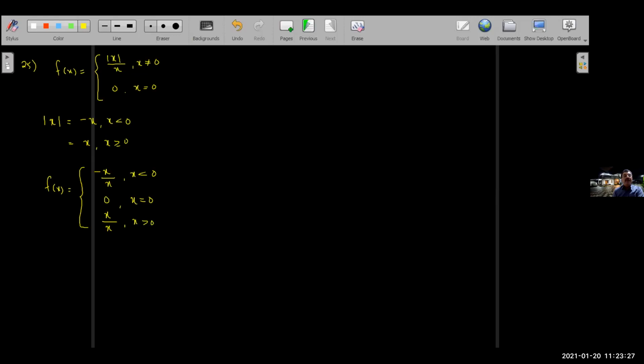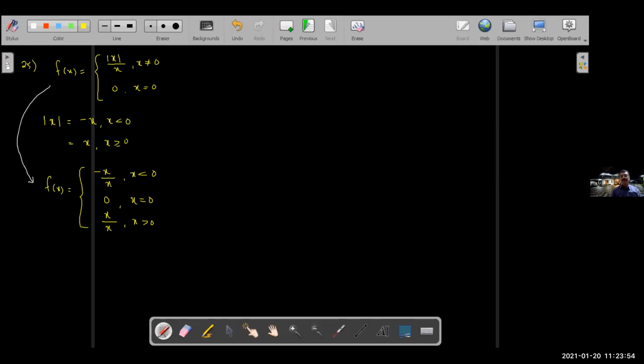So we redefine this function. See that modulus x we redefined as minus x and x. When is it minus x? If x is less than 0, minus x. If x is more than 0, x. Because x not equal to 0 means x can be less than 0 or more than 0.